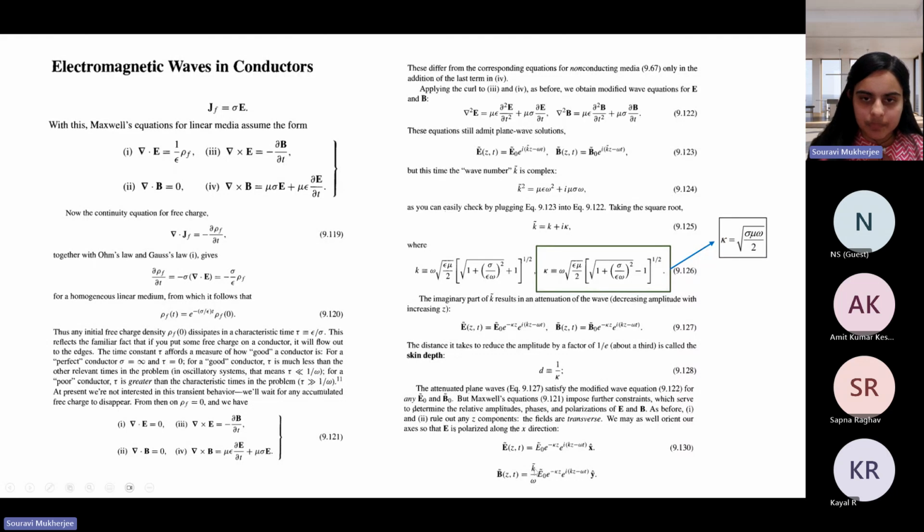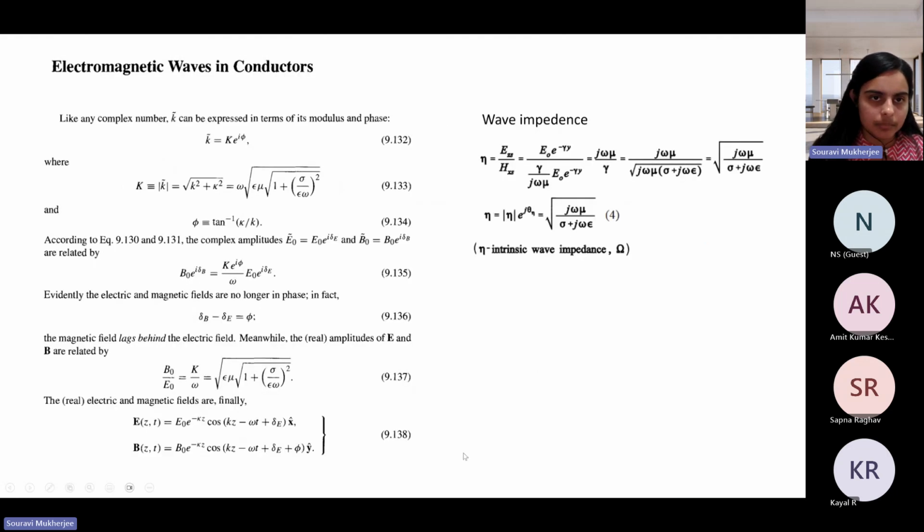So you can write k as some quantity, not only scalar, and then you have e to the power i phi. So what is this? This is the modulus, and this is the phase. So how do you find the phase? It should be similar to any vector, right? And this is given as tan inverse of k imaginary by k real. So tan inverse of the imaginary by the real part.